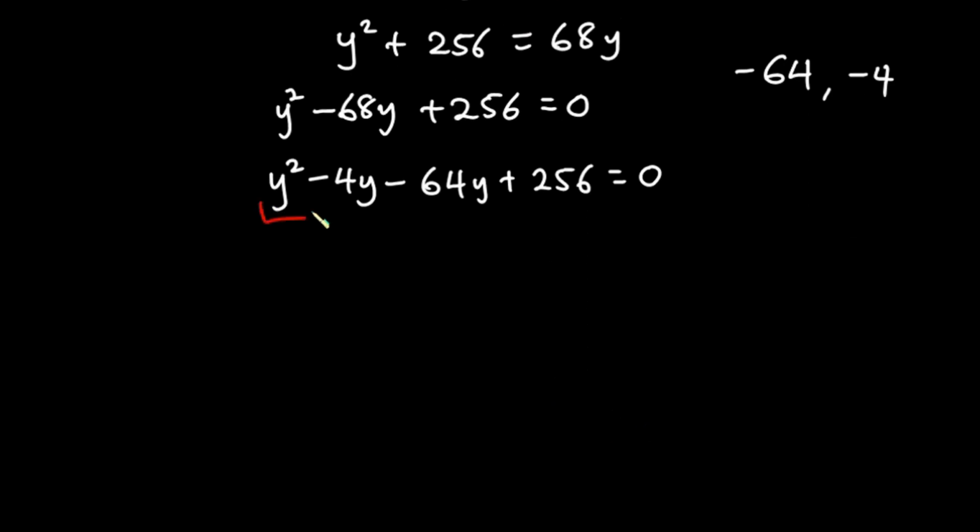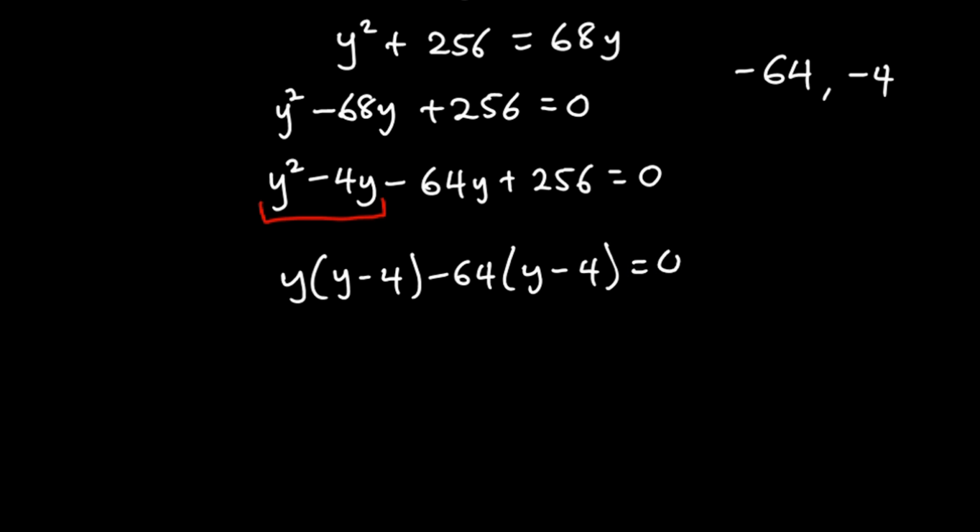And now from these two terms, we can take y out. So we're going to have y times y minus 4. Then from the remaining two terms, we can take negative 64 out. Then times y minus 4, and this is equal to 0. Now you can see we have y minus 4 here, and then we have the exact same thing here. So let's take it out. We're going to have y minus 4, then we are left with y here, so times y. Then this part we are left with negative 64, and this is equal to 0.